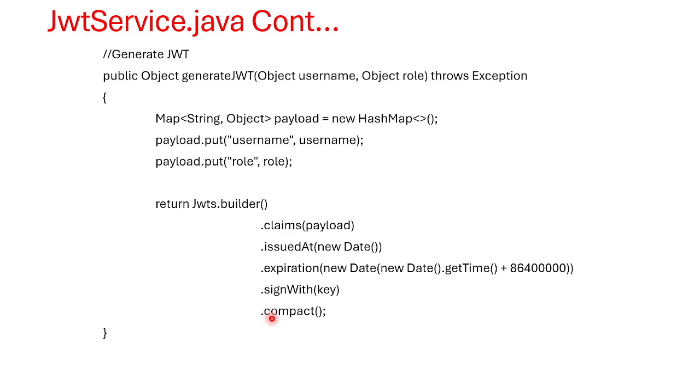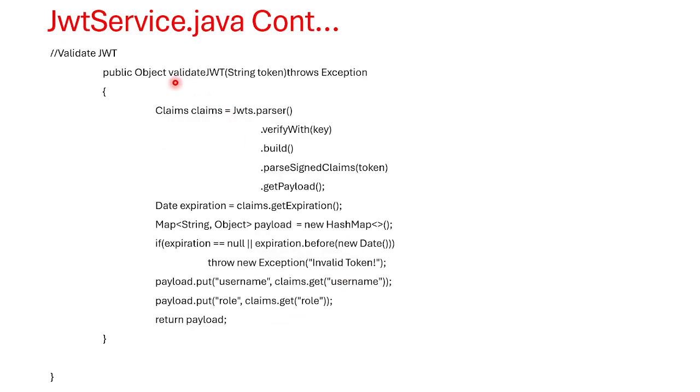Okay, so finally you are just making everything into a string. That is what this compact stands for. The meaning of validate JWT token is that once the token gets generated, future requests depend on this JSON web token only. So that is this JWTs dot parser.